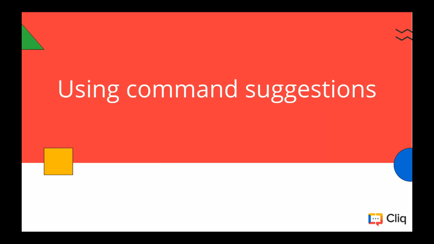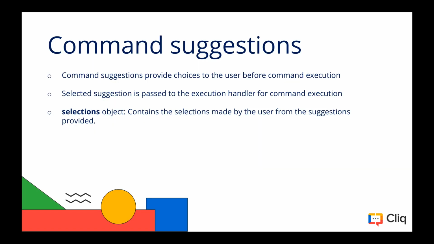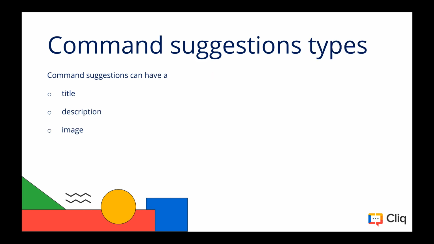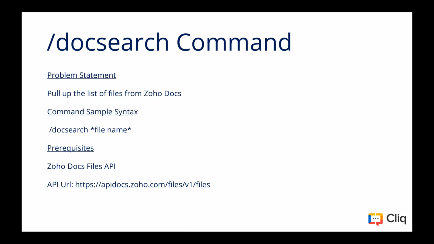The last and final method would be command suggestions. Now, command suggestions are just choices that you provide to the user to select from before command execution. The selection made is available in the selections object of the list data type. Each suggestion here is a map which is added to a list. Now, each suggestion can have a title, a description, and an image as well. So let us take a look at the example that we are going to be seeing.